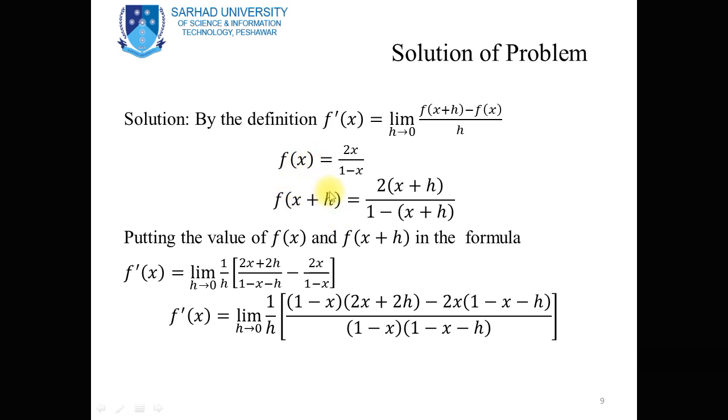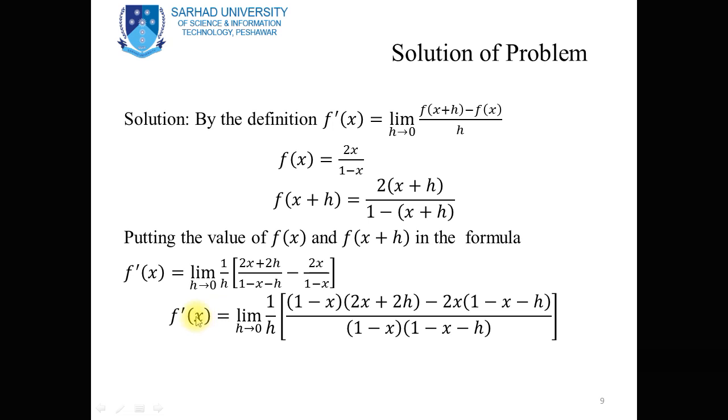You see over here f of x plus h is equal to 2 as it is, and replace this x by x plus h, divided by 1 as it is, minus as it is, and replace x by x plus h. So this is the value of f of x plus h, and the value of f of x is already given in the problem. So putting these two values in this formula, you see over here derivative of the function is equal to limit h tends to 0 of this value of f of x plus h, minus this value of f of x, and divide by h. Divide by h, you see over here 1 over h.